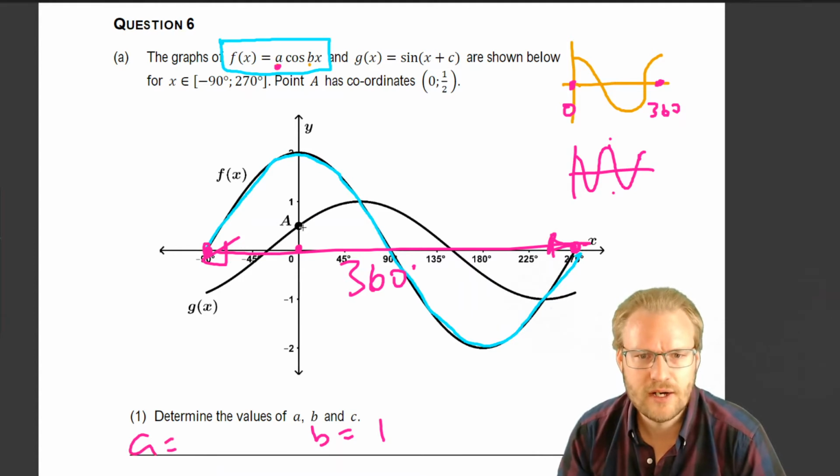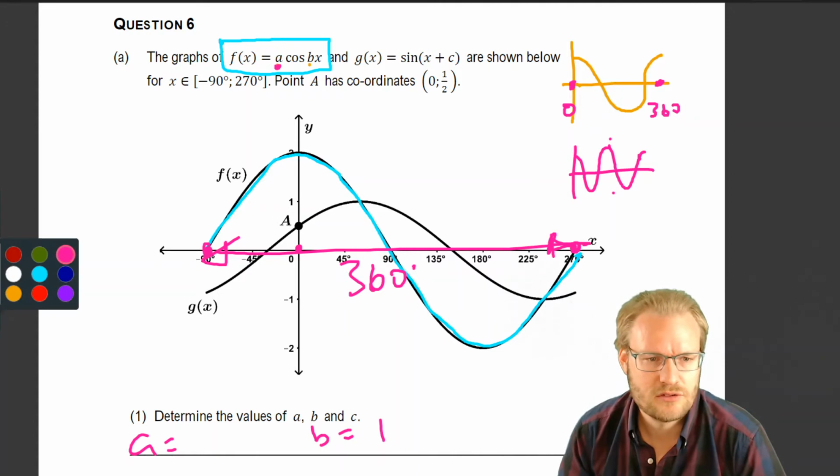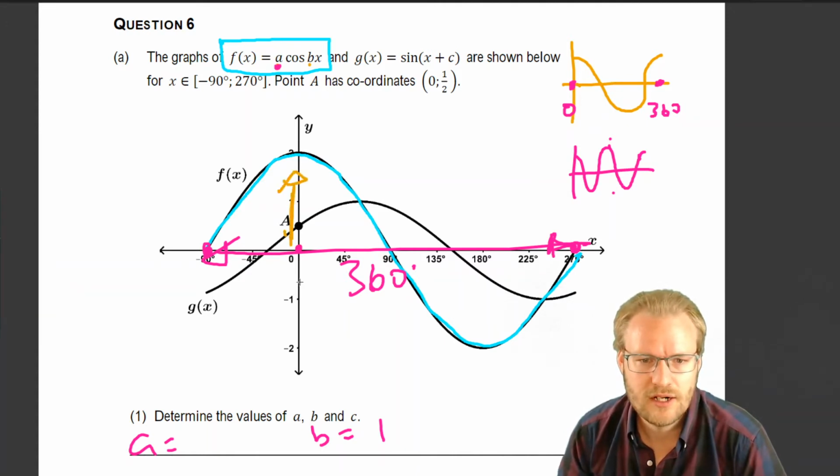And A, how much have we stretched this out? So let's do it like this. How far have we stretched this out? Well, y equals cos x would normally go between -1 and 1. This one goes between -2 and 2. So isn't A just 2 because it's stretched it out?